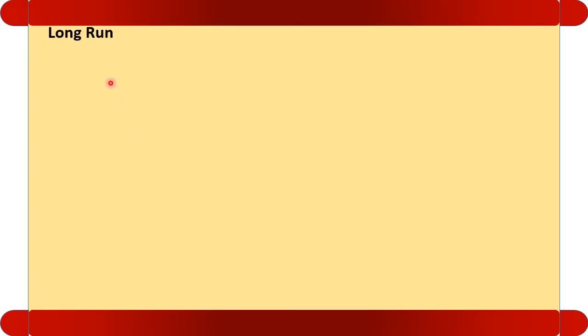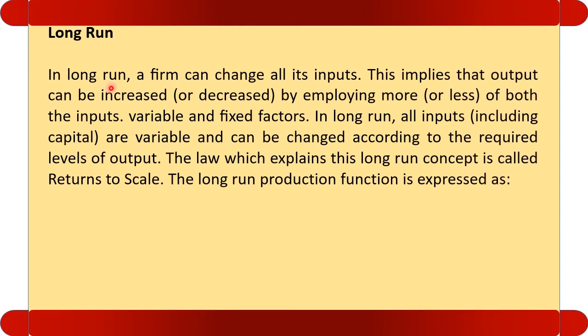Let us see the long run. Doing the production keeping the long term motive in mind is called the long run production. In long run, a firm can change all its inputs. So the firm has the time period, so in the long run all the inputs can be changed. So in the long run, the production can increase or decrease by making changes in the ratios of the inputs, in the ratios of two inputs. And the law which is applicable in the long run is returns to scale.